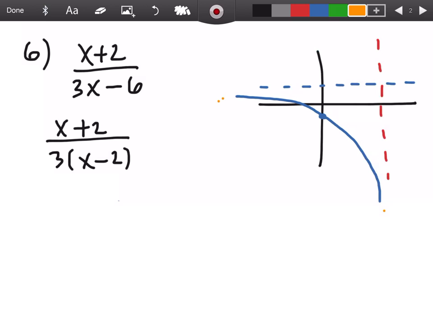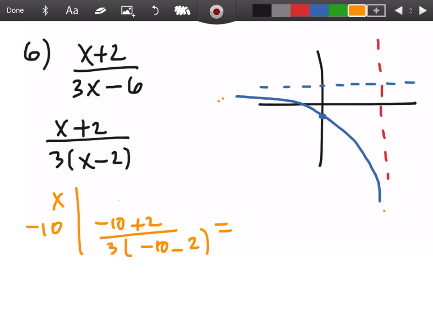Let's try that point. We didn't do that yesterday. Yesterday we always went to the vertical asymptote. Let's go to the horizontal asymptote. Let's put in when x is like negative 10. What happens to y? Then we avoid having to do all that fraction stuff. So if it's negative 10, it's going to be negative 10 plus 2 on top, and 3 times negative 10 minus 2 on the bottom. So that's going to be negative 8 on top. And on the bottom I have negative 10, minus 2 is negative 12.